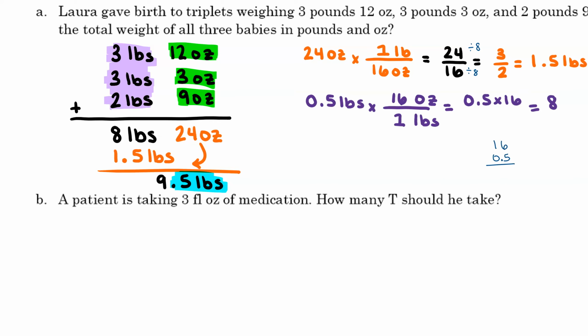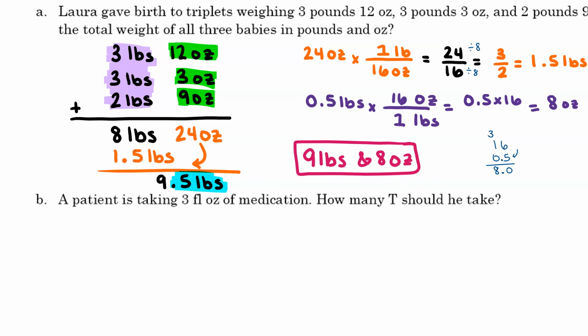5 times 6 is 30. Carry the 3. 5 times 1 is 5 plus 3 is 8. This guy has 1 decimal. So 1 decimal gives me 8.0. So 8 ounces. So what is my final answer here? I would say that there are 9 pounds and 8 ounces is the total weight of those 3 babies.